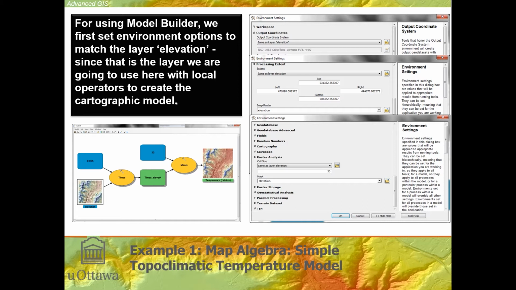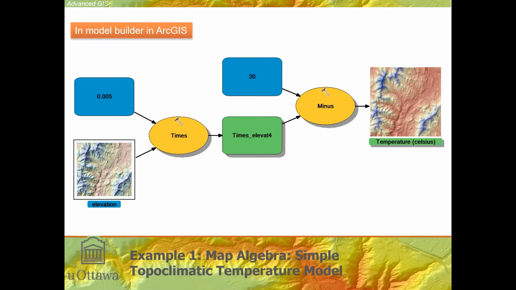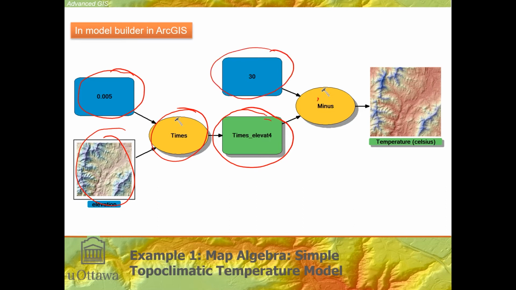For using Model Builder, we would first set our environment options, the critical ones we've talked about, to the layer elevation that we're working with. So that's the extent, the output coordinate system, the snap raster, the cell size, and the mask. Then in Model Builder, we would make a model that looks like this. We'd have our input elevation right here. We have times, and then that'll be 0.005. That will produce a raster where every cell has been multiplied by the lapse rate per meter. And then 30 minus the output from the first tuple. That will produce temperature in Celsius from elevation.